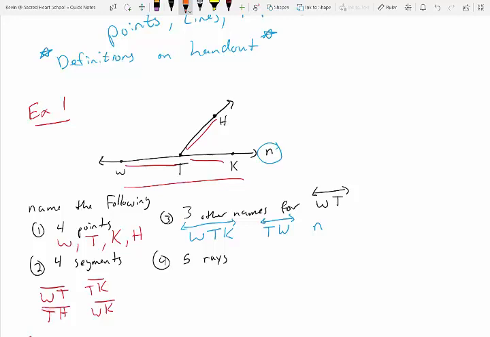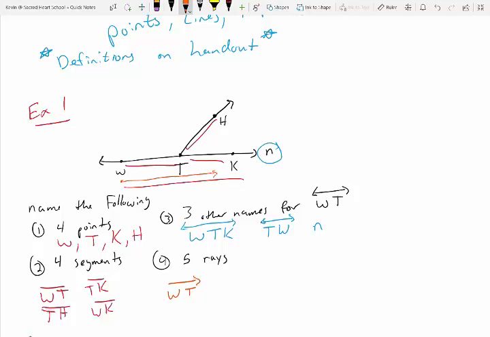Then we need 5 rays. A ray has an endpoint and then goes on forever in one direction. So we can say an endpoint of W, and it goes to T in a line with 1 arrow, and it always points to the right. In a ray, we always start with the endpoint. So W was our endpoint. It means that at W, it goes through T, and it's going to keep going on.